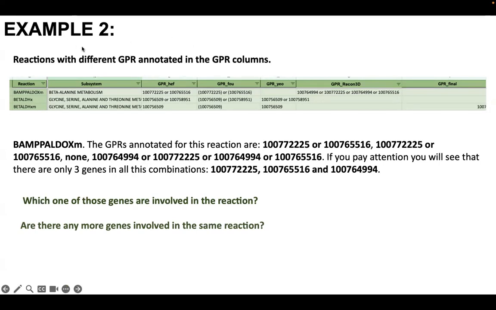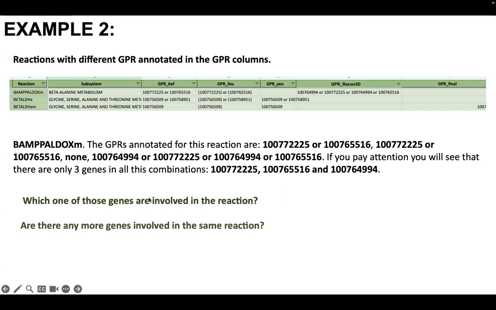So here's another example of a reaction created with this strategy. Here we have a more difficult reaction because this reaction has different GPRs annotated in the different columns, and it doesn't have a final GPR. If you pay attention, these are the different GPRs that are annotated. The first one is this, then there is none, and then you have these other GPRs annotated. And you will see that there are only 3 genes in all this combination. This is one gene, this is the other one, and this is the final one.